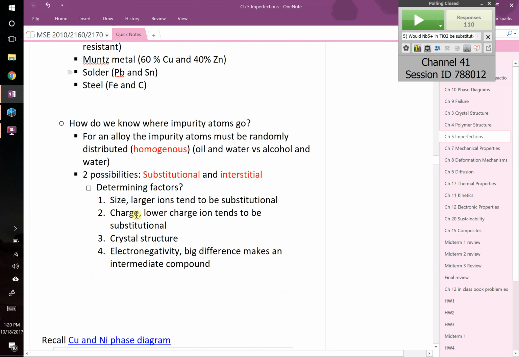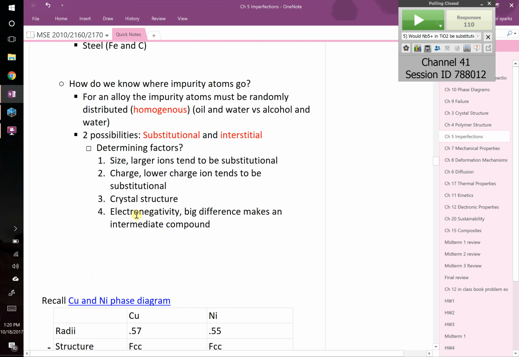Okay, so where do the impurity atoms go? You don't have a pure metal. You've got your metal plus something else. Where does it go? Does it substitute for one of your existing atoms, right? Do I pull this atom out and put that new atom where that one was? Or does it sit in between? Or does it order and form a compound, right?